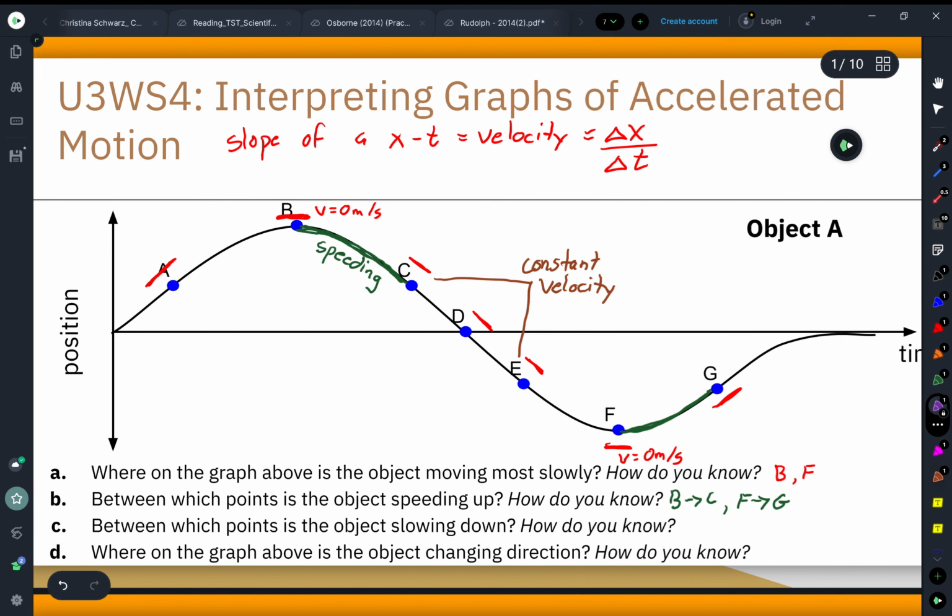But speaking of slowing down, that's what part C is asking for. Between which points is the object slowing down? Well, we've kind of already answered this, because at B the object is not moving, and at A it was moving. If it goes from moving to not moving, that would mean that this thing is slowing down. How do we know? Moving to not moving. We also know that at E, it's moving. At F, it's not moving. So this region of the graph is where it's also slowing down.